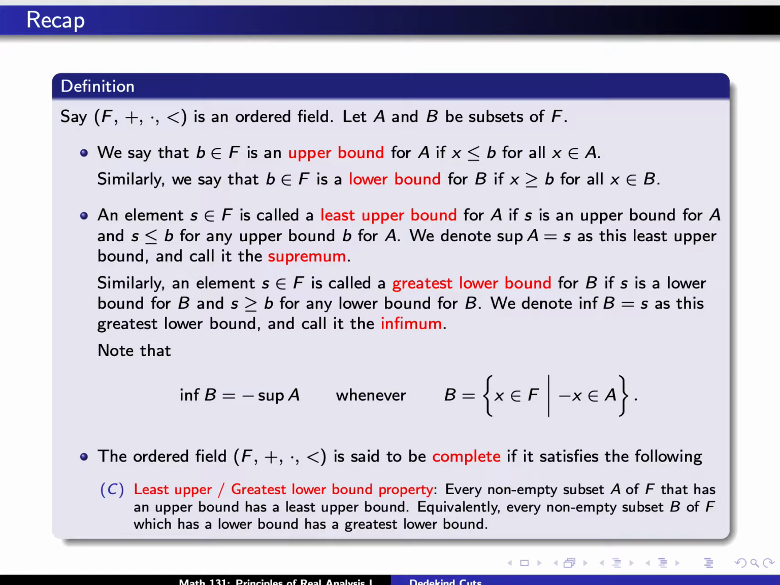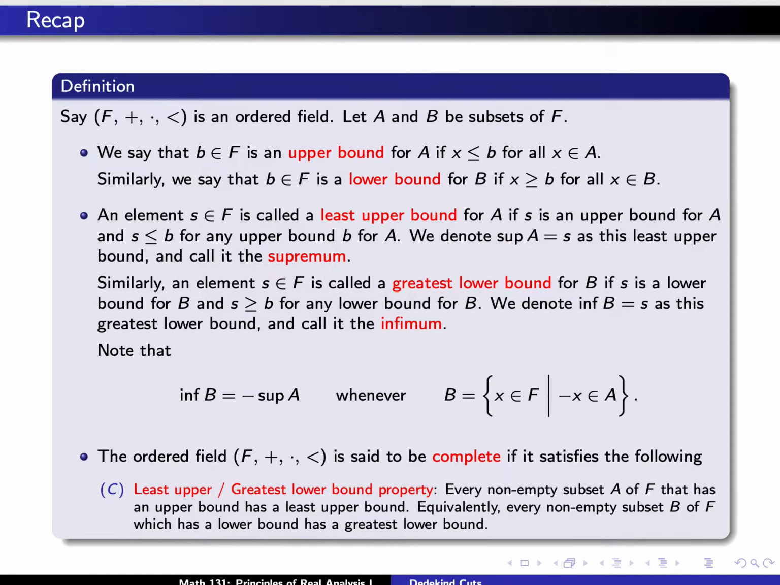We'll say that our ordered field is complete if the following property holds. It's called the least upper bound property. Every non-empty subset capital A that has an upper bound has a least upper bound. Equivalently, we have the greatest lower bound property. That is, every non-empty subset which has a lower bound has a greatest lower bound.